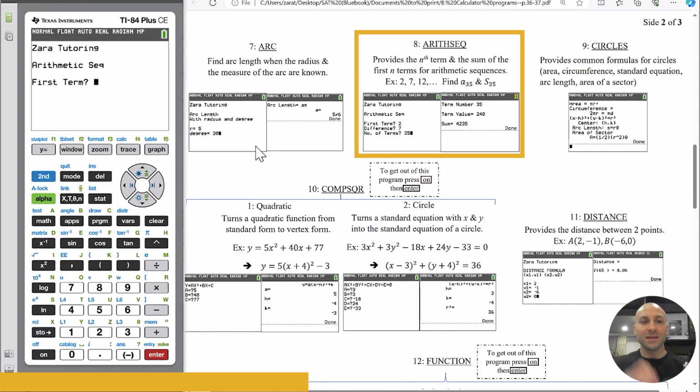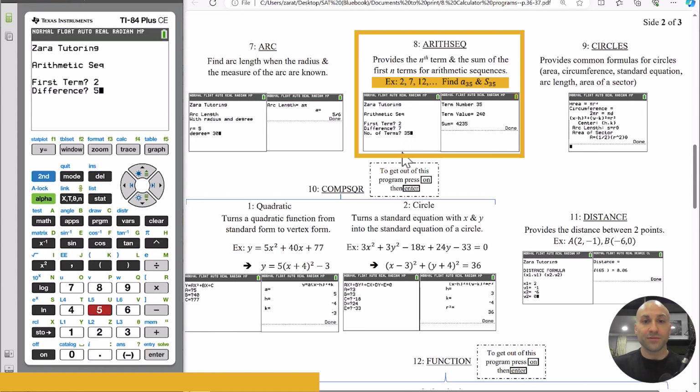And what it does is it finds the nth term and the sum of the first n terms for an arithmetic sequence. And an arithmetic sequence is essentially just a linear function. So notice it's consistently increasing by 5, and they're saying find the 35th term and the sum of the first 35 terms. So what we would need to input is the first term, which is 2, and then also the difference, which is a synonym for the slope.